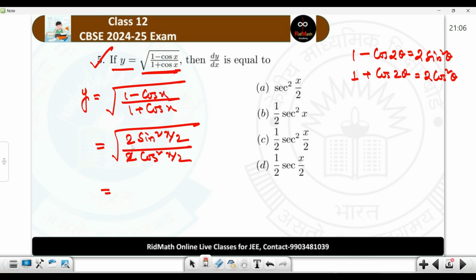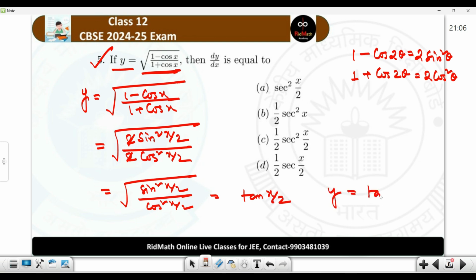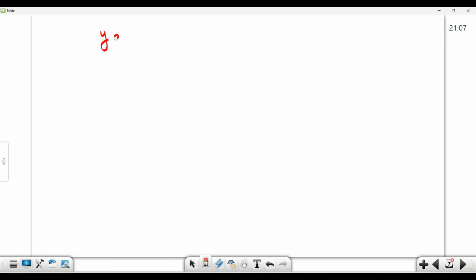2 got cancelled, so this is root over sin square x by 2 and cos square x by 2, that means this is equal to tan x by 2. So we have got y equal to tan x by 2. Now let us take dy dx. So y equal to tan x by 2. Taking derivative both sides, dy dx equal to d dx of tan x by 2.